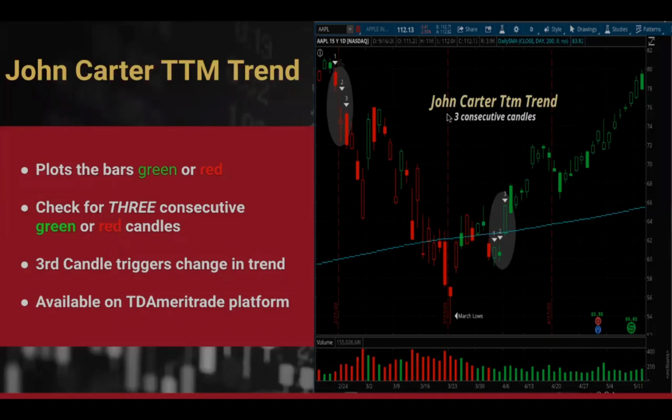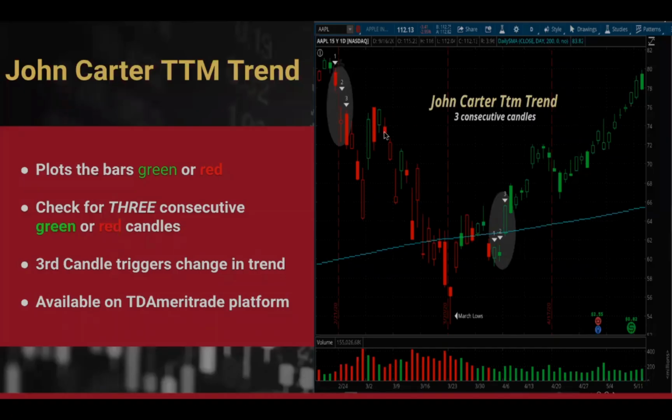So let's say this went down in price. Think about this. When Apple started to sell off in price, you remember the Fibonacci tool told you to buy it because it was 50% off. But the John Carter told you to buy when you saw 3 consecutive green candles. When it started to sell off, when was the first time we saw 3 candles in a row?